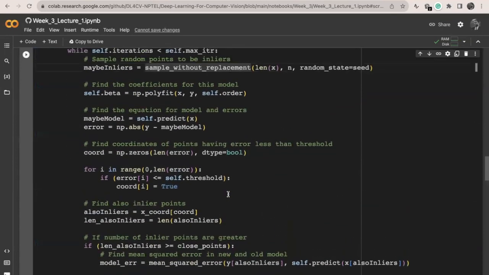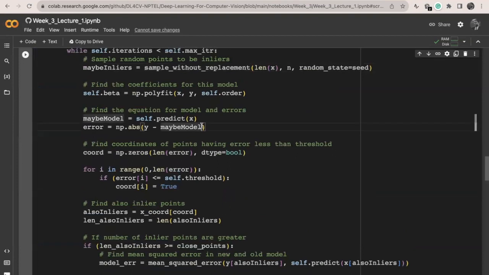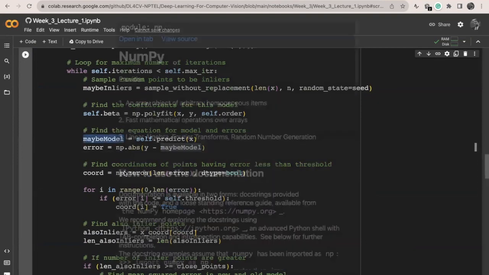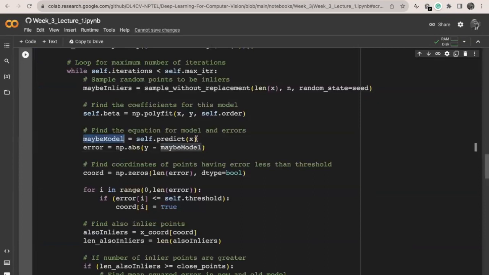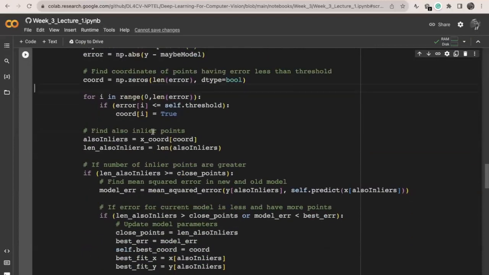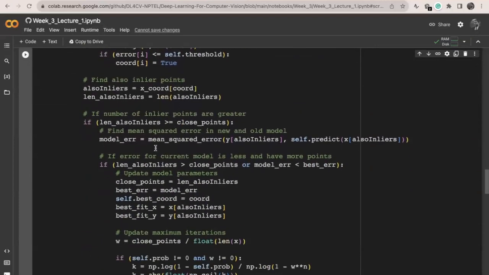Then we will find the equation for the model and the errors. So we'll predict the value of the x with the model, and we'll get the errors. Then we'll find the coordinate of the points which have error less than the threshold. Okay, and we'll also find the linear points as well.